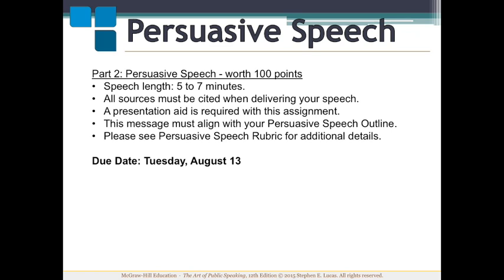Again, look at the rubric, which is supplied to you guys, to make sure you're hitting on all the cylinders, okay, with your speech. Again, both are due the 13th.